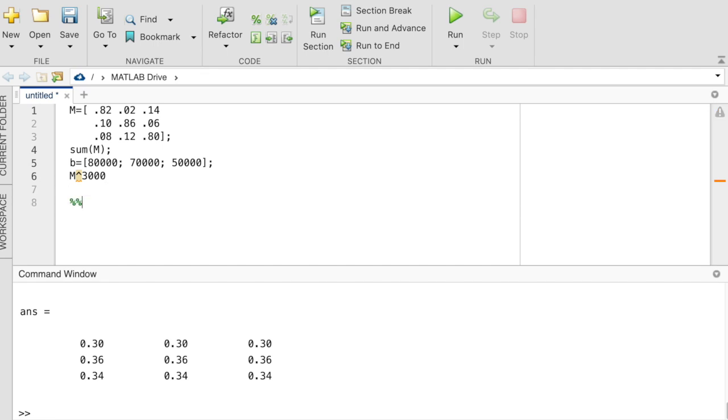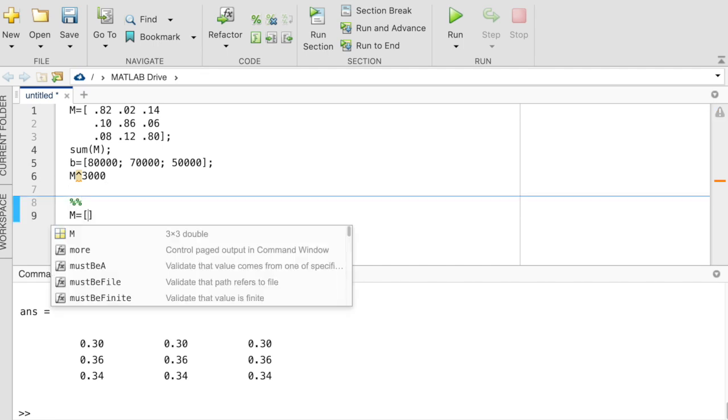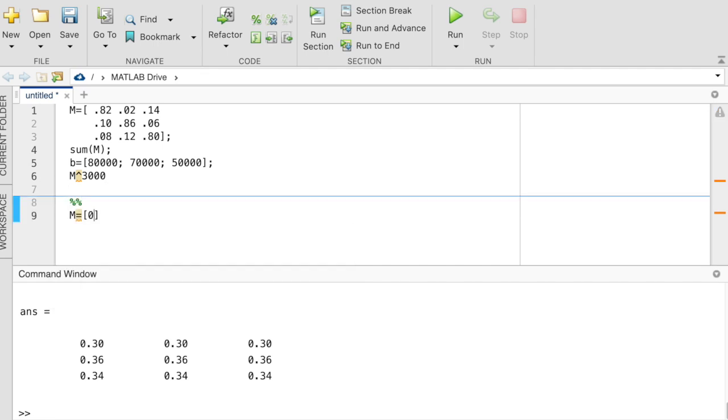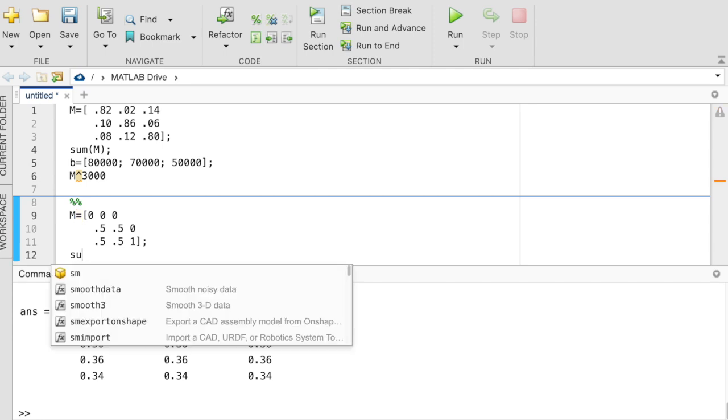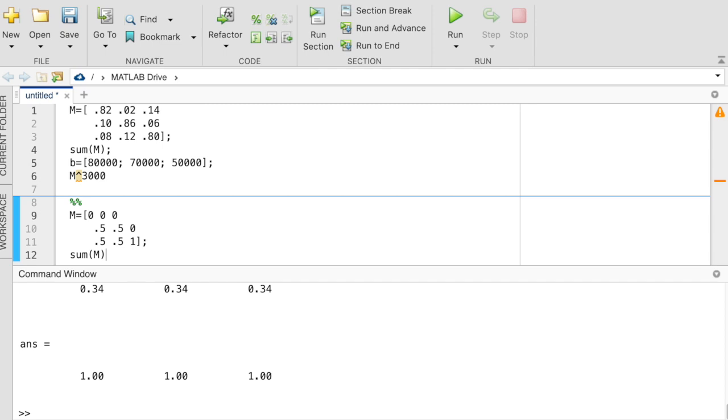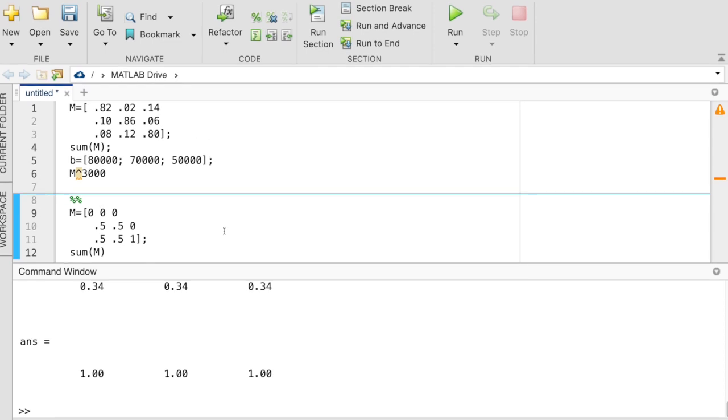Okay, so I'm going to come down into a new cell and we'll just define a brand new matrix. I'll keep calling it M. It's going to be 0, 0, 0 on the first row, 0.5, 0.5, 0, 0.5, 0.5, 1. No reason to do sum here. It's such a basic matrix, but if you wanted to, you could say, what's the sum of all those columns? And as expected, they're all 1.